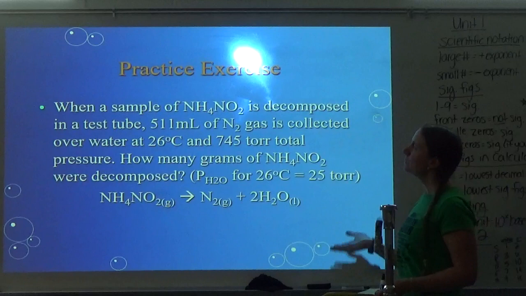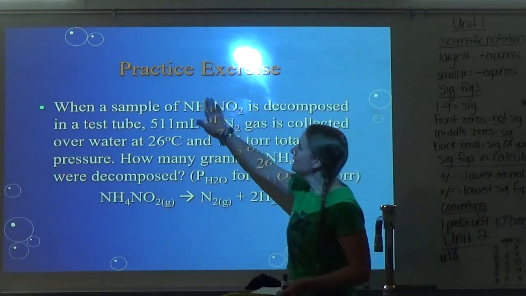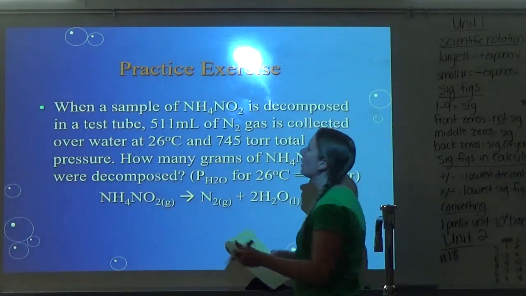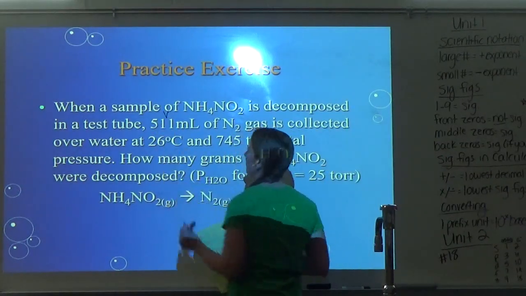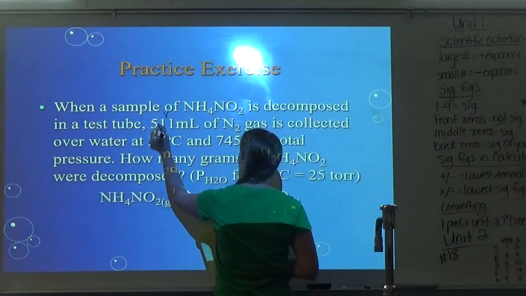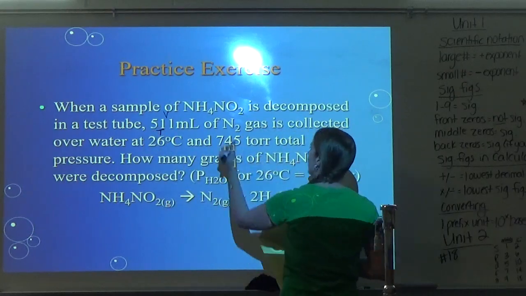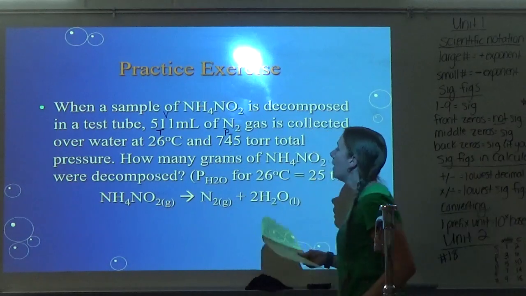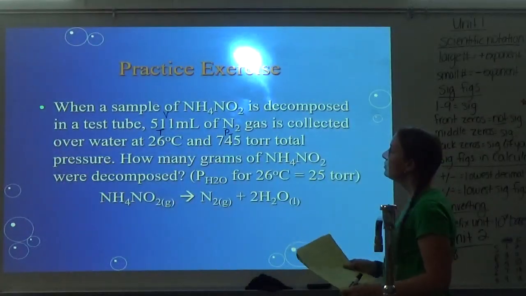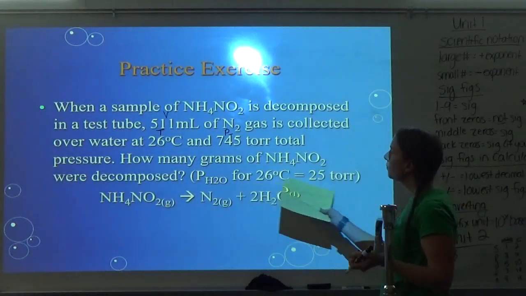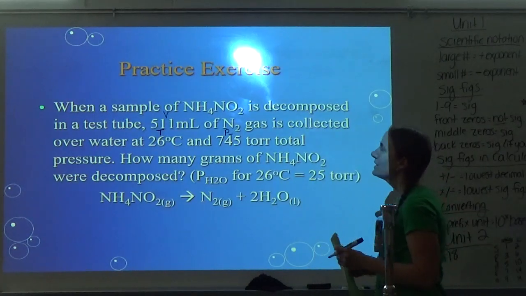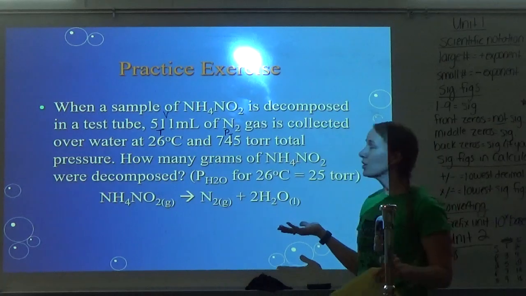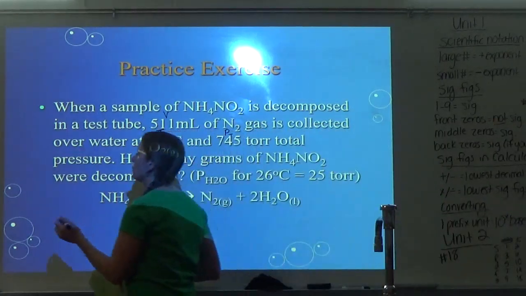So it says, when a sample of NH4NO2 is decomposed in a test tube, 511 milliliters of N2 gas is collected over water. So I have a volume at 26 degrees Celsius, so I have a temperature, and 745 torr, so I have a pressure, total pressure, that's my total. How many grams of NH4NO2 were decomposed? Pressure for water is 25 torr. So the first thing I need to do is get the pressure of just the gas. I can't use PV equals nRT if I don't have the pressure of just the gas.